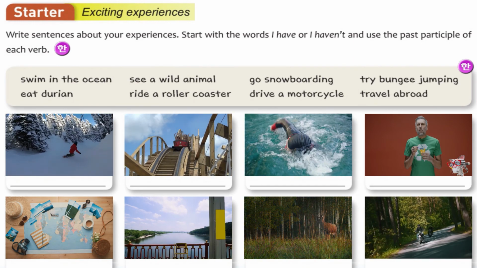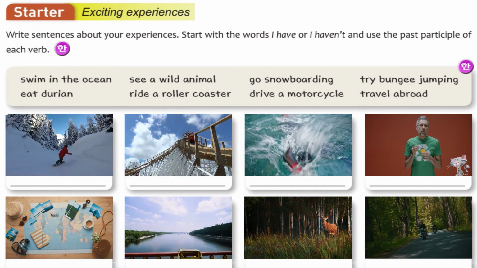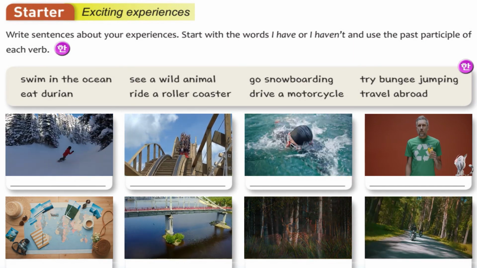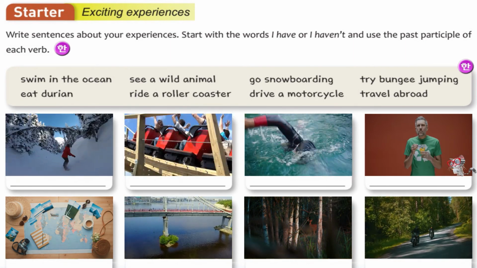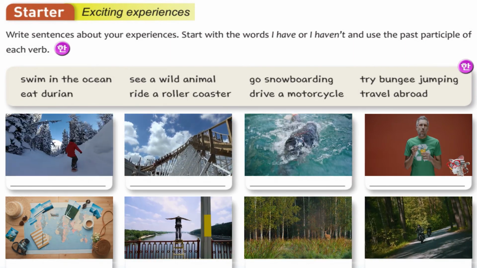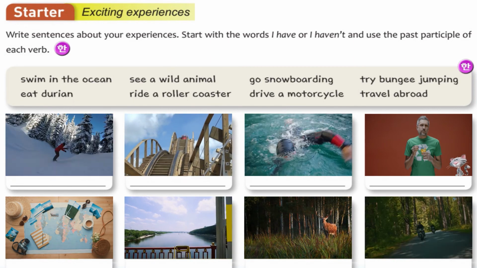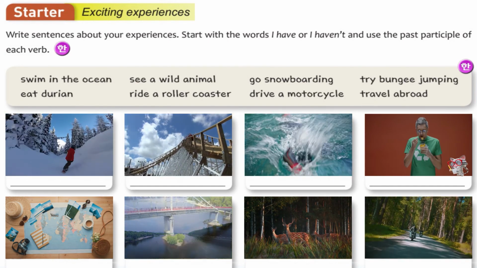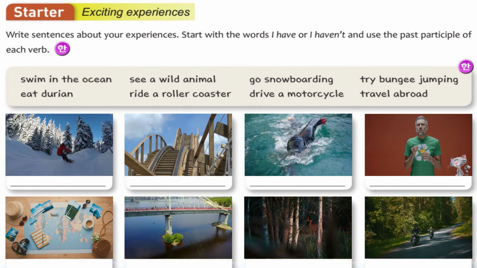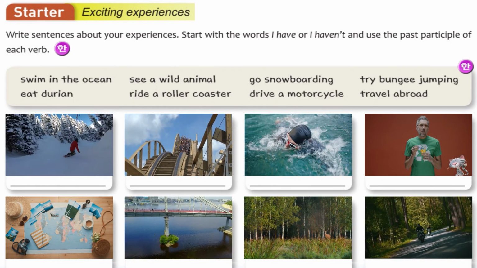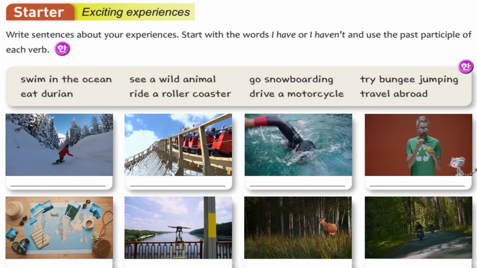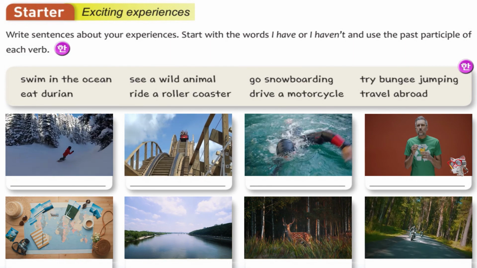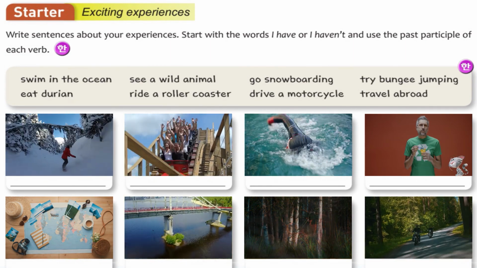So you'd use this present perfect simple with the past participle to talk about things you have tried. So Yonghee, just one last time. Have you swum in the ocean? Yes, I have. Have you ridden a roller coaster? No, I haven't. Have you gone snowboarding? No, I haven't. Have you traveled abroad? Yes, many times. Okay, so now you ask me some questions. Professor Neil, have you tried bungee jumping? No, I haven't. Have you driven a motorcycle?